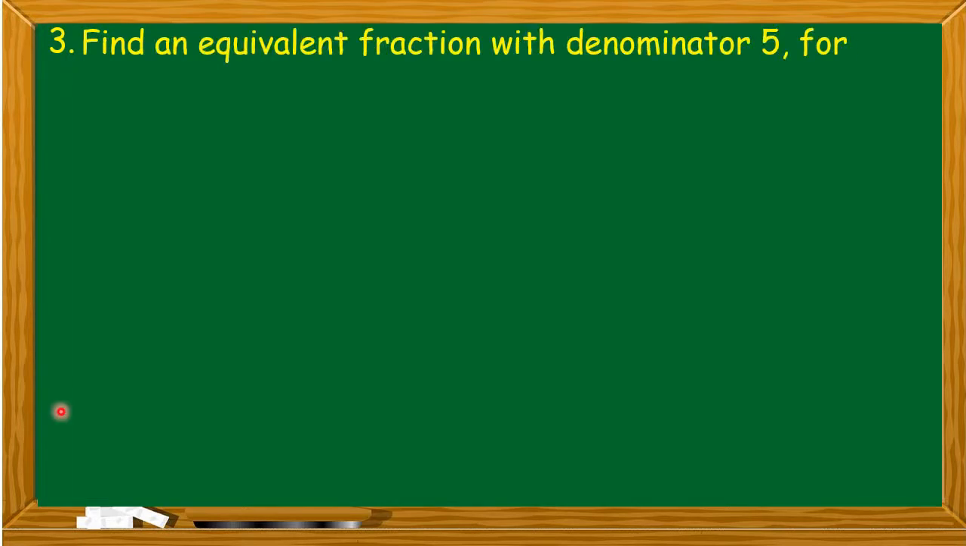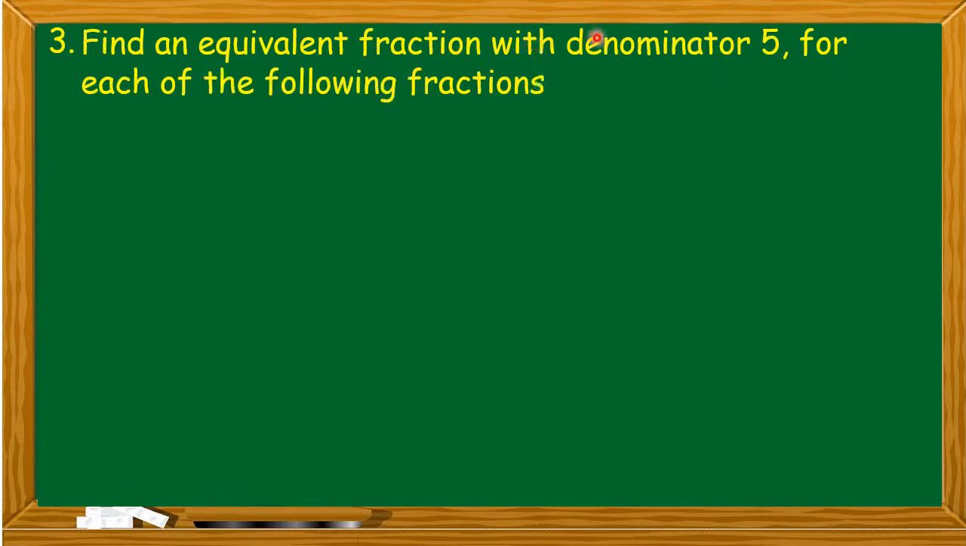Next question is, find an equivalent fraction with denominator 5 for each of the following fractions. Here the given fraction is 6 upon 15. So as the given fraction is 6 upon 15 and we have to find out the fraction equivalent to this fraction with denominator 5, let us find out the missing numerator.